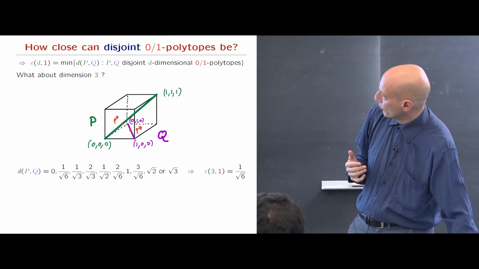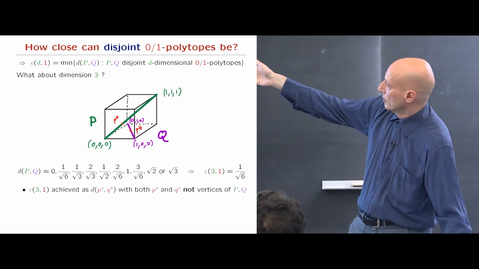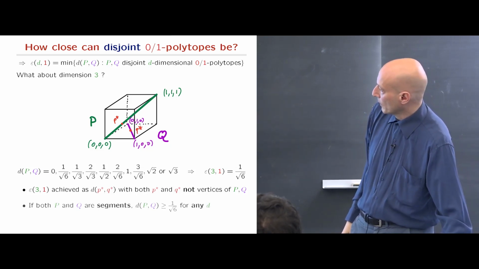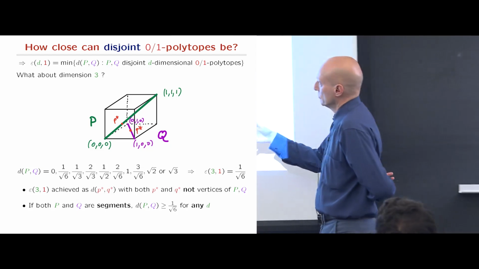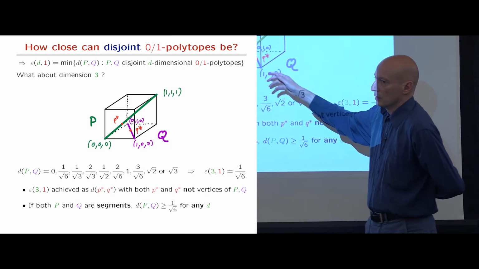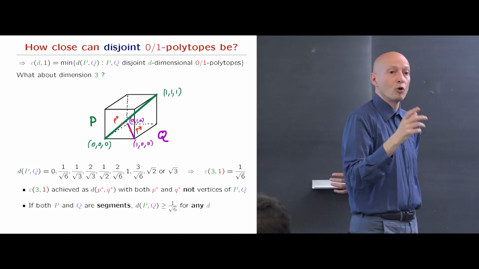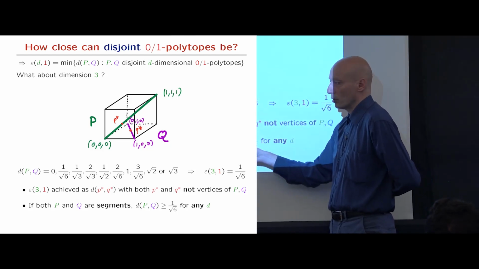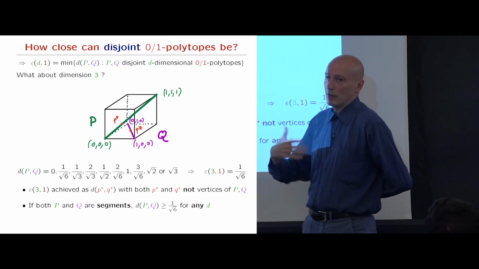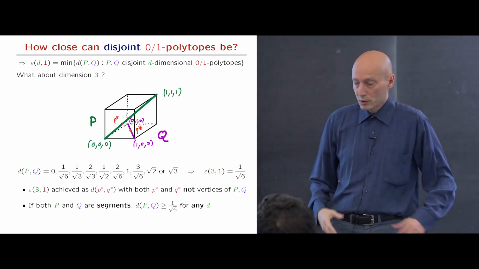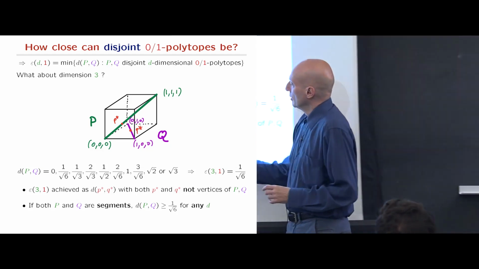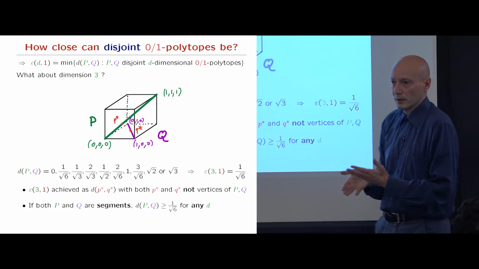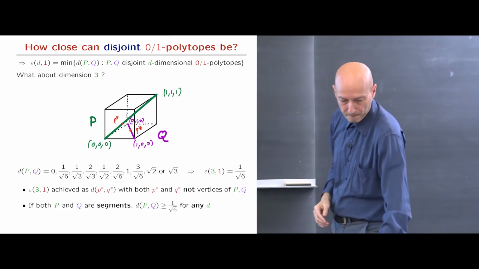Let me just do dimension 4. Again, P star and Q star, the minimizers, are not vertices. Now if you have two segments, you can try to say, will the same be true in general dimension? Take all possible pairs of segments in general dimension, and you can see that you always get 1 over root 6. It doesn't go smaller. You just parameterize by lambda and by mu, and you minimize these things. So the intuition is that if your polytopes P and Q have low dimension, they might not go that close. Probably they have to grow in dimension, in some sense.